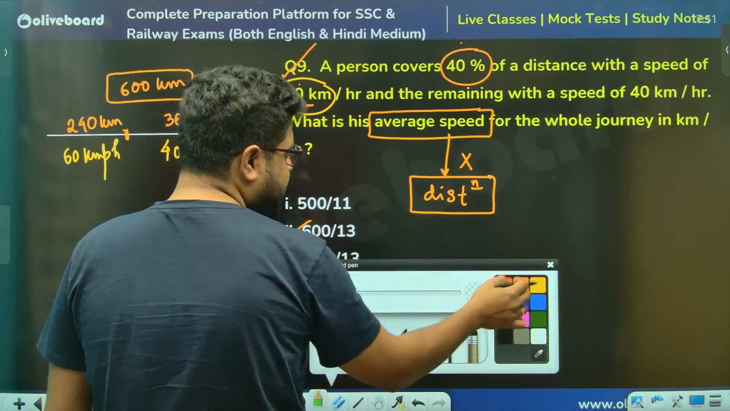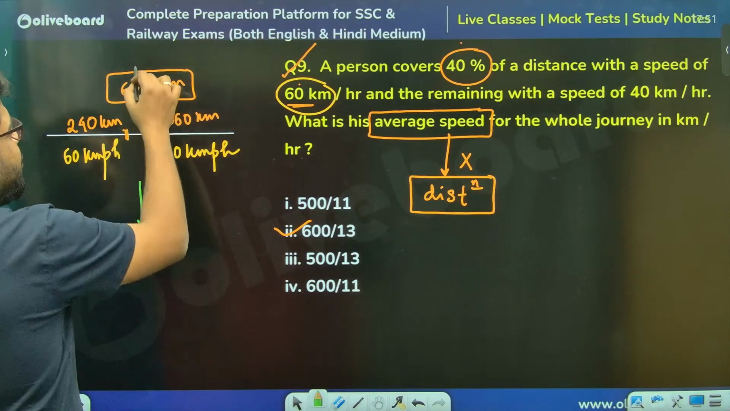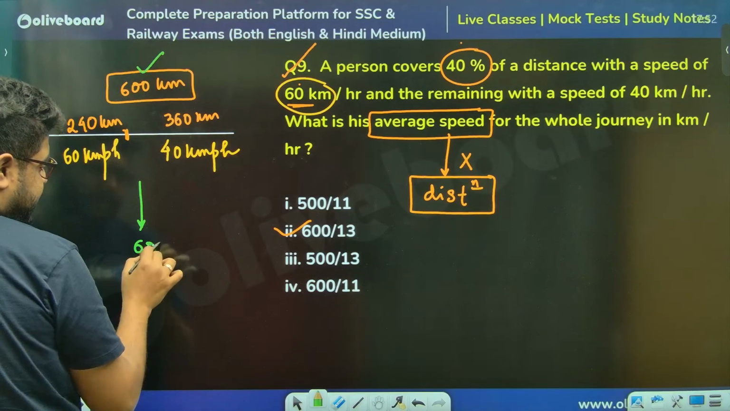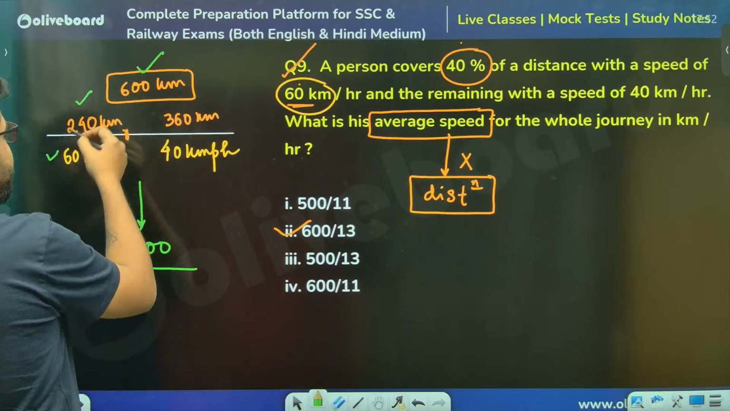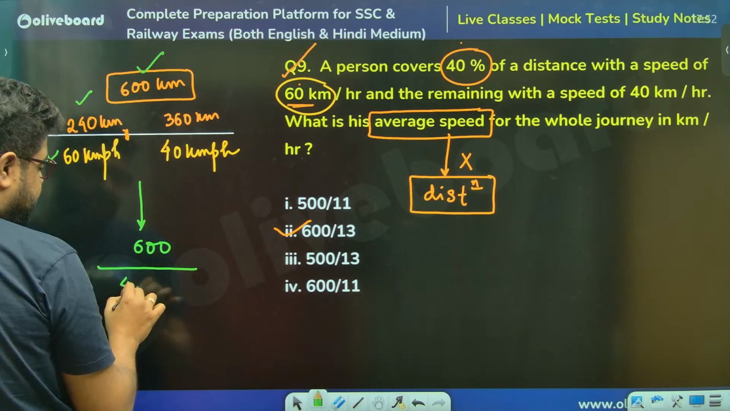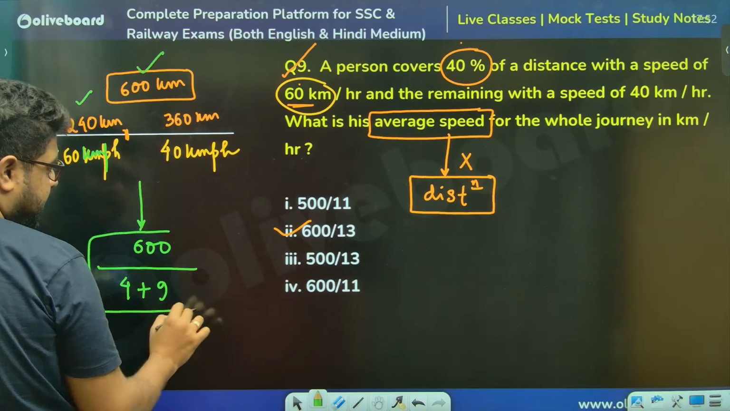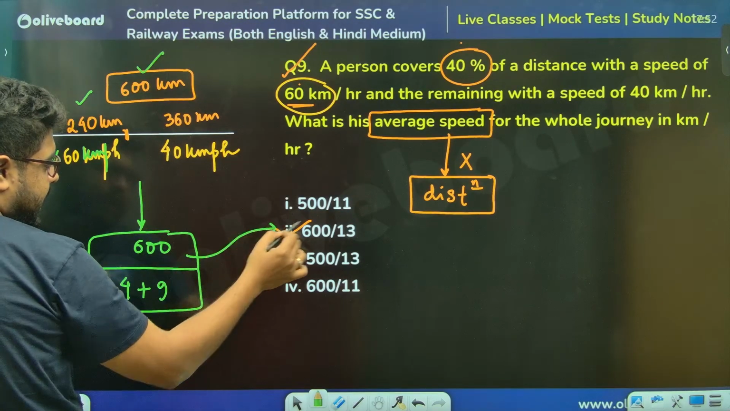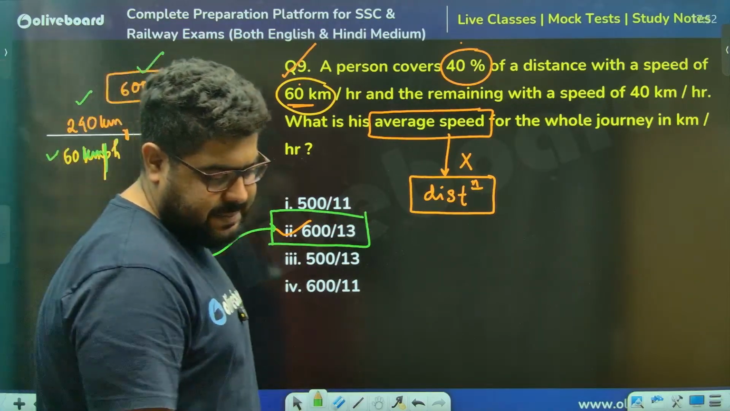Now what will we do? Sir, average speed is total distance by total time. Total distance 600. Total time, sir. Distance by speed gives you time. So 240 by 60, that is 4 hours. This is 9 hours. सर ये है मेरा आंसर. ये देखो एक लाइन में आ गया. एक लाइन में आई गॉट दिस.